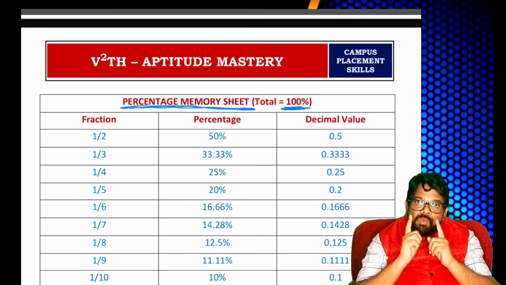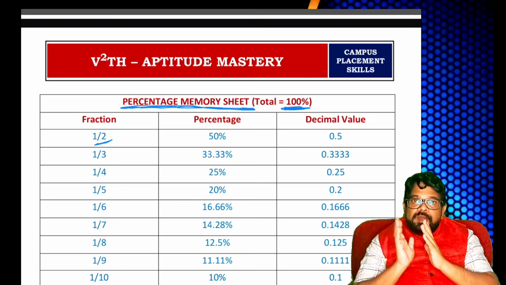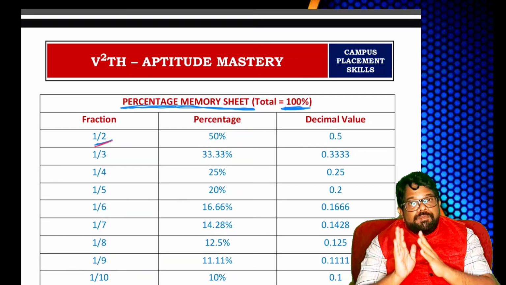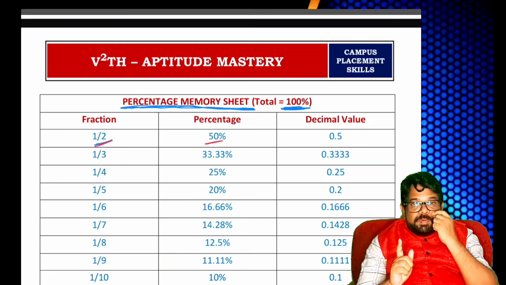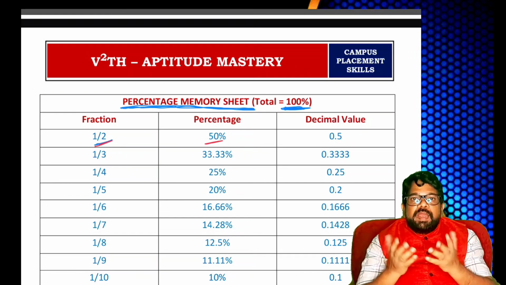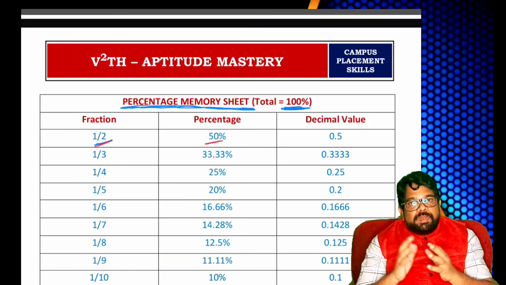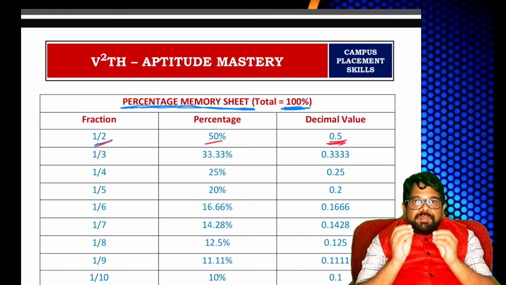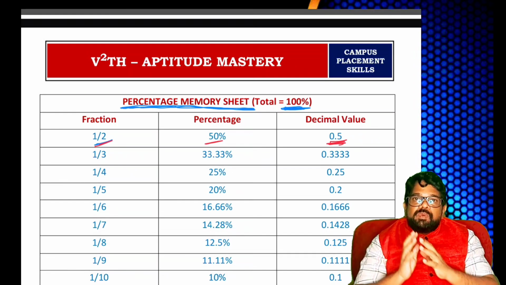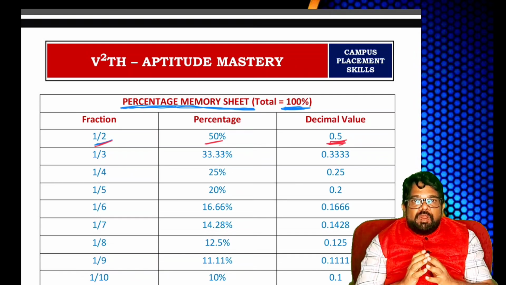Half means, what is half? Half of 100. What is half of 100? 50%. Total is 100, we require a half. Half means 50%. 50% means 50 by 100, so 0.5. So decimal value you can do it very easily. If you have command on percentage, you can convert it to decimal value very easily. Now half equal to 50%.